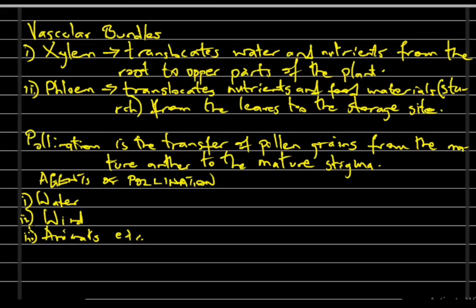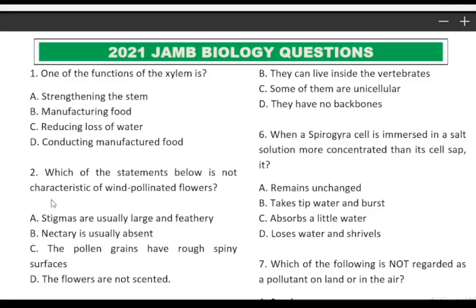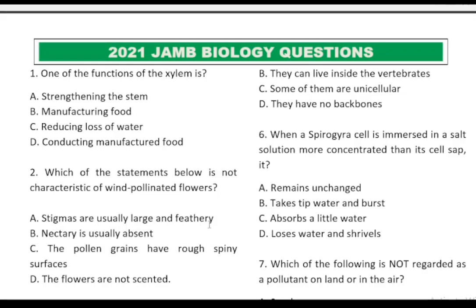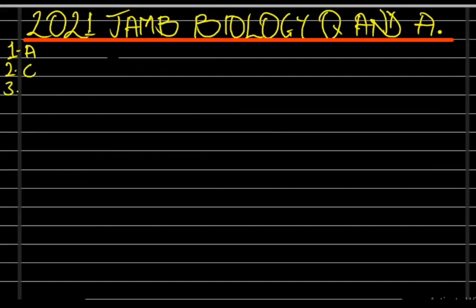So when we look at the options that we have here, we find out that it says stigmas are usually large and feathery, nectar is usually absent, the pollen grains have rough spiny surfaces, and then the flowers are not scented. Yes, the pollen grains are rough, they have rough spiny surfaces, and that is why it makes it possible for the wind to actually pollinate them, to carry them from place to place. So that is the answer to question 2 there, option C. The pollen grains have rough spiny surfaces. That is option C.